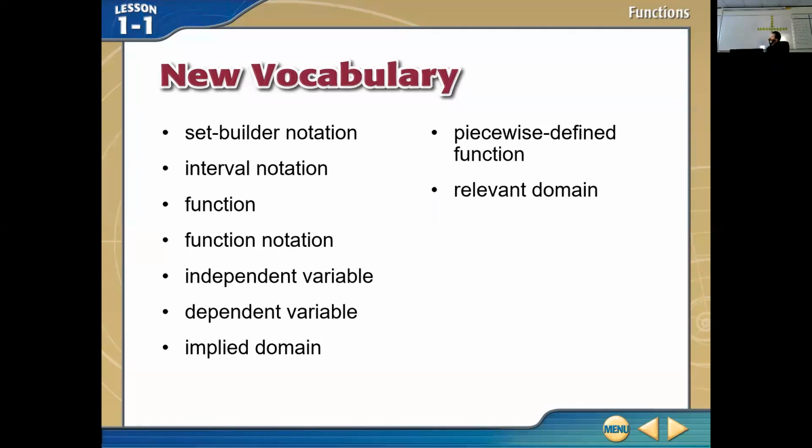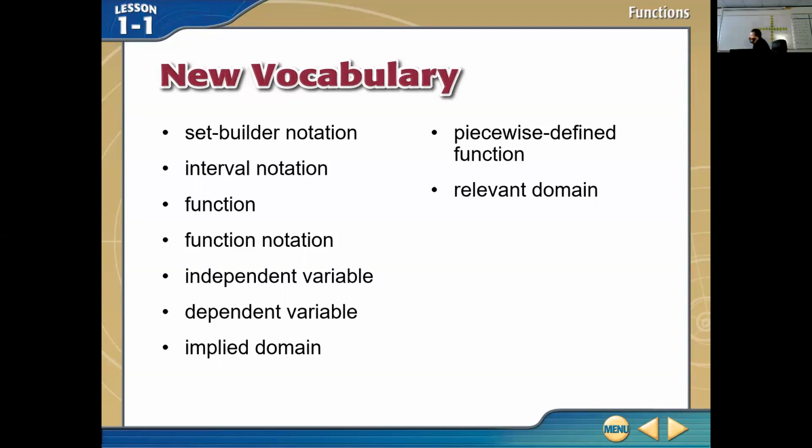First one is set builder notation. That comes from the first items that we did in pre-calculus this year, the sets, where we nominate a set and we determine what's all included within that set. Interval notation is another way to express the domain. It typically revolves around inequalities and parentheses and brackets. You'll see those.